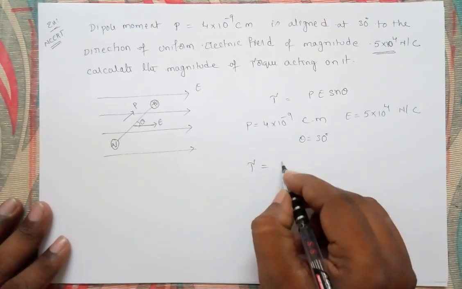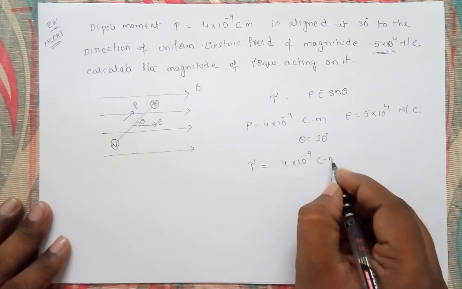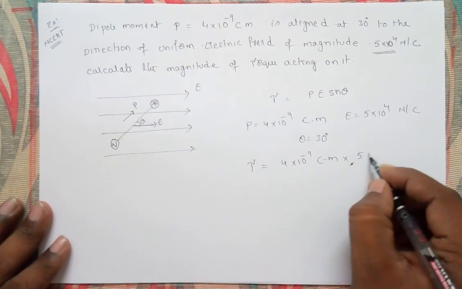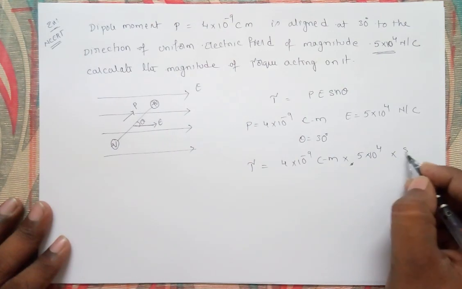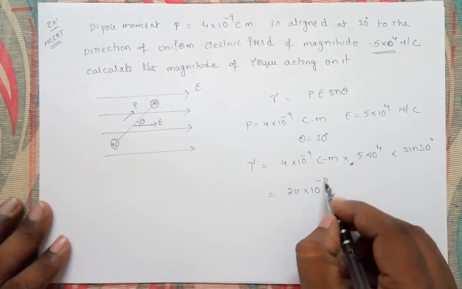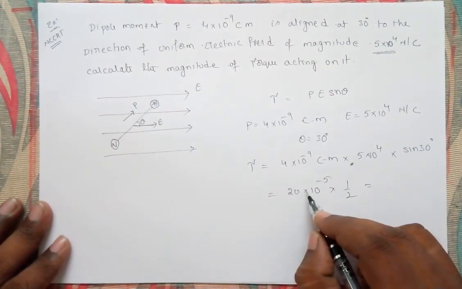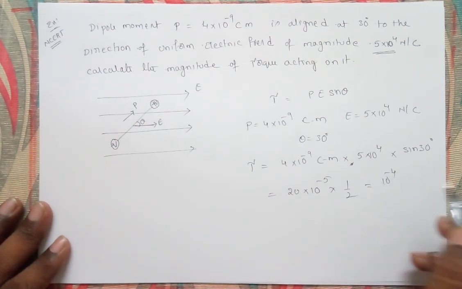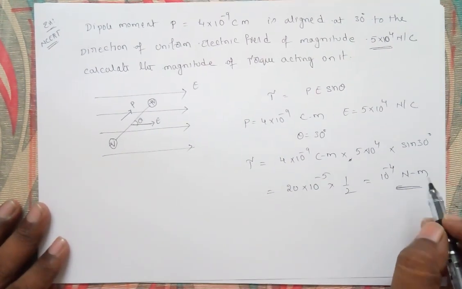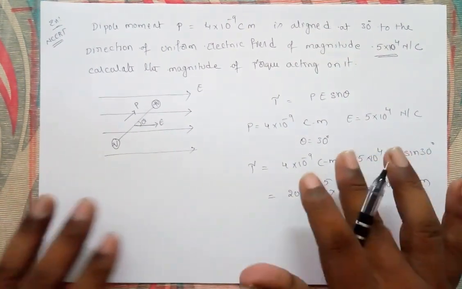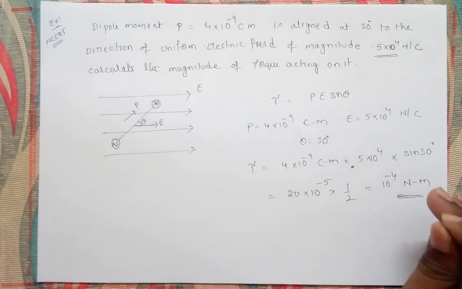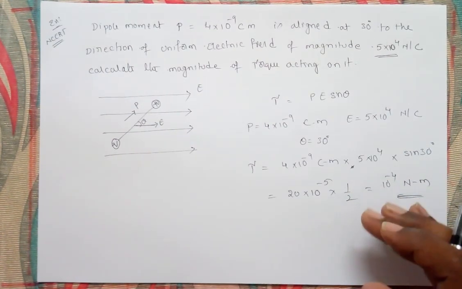So torque tau is equal to P, 4 into 10 raised to minus 9 coulomb meter, and electric field intensity E equal to this one, so into 5 into 10 raised to 4 into sine 30 degrees. Then you will get 20 into 10 raised to minus 5 into 1 by 2. So you will get 10 into 10 raised to minus 5, means 10 raised to minus 4 Newton meter. This is the magnitude of torque. Now these are the concepts of electric field intensity due to the dipole, and torque experienced by the dipole, all those things.